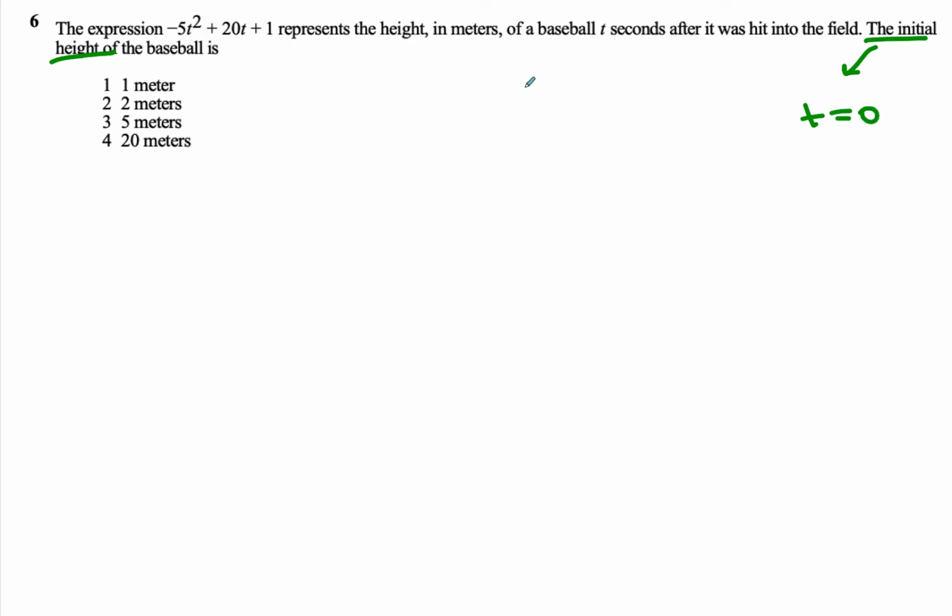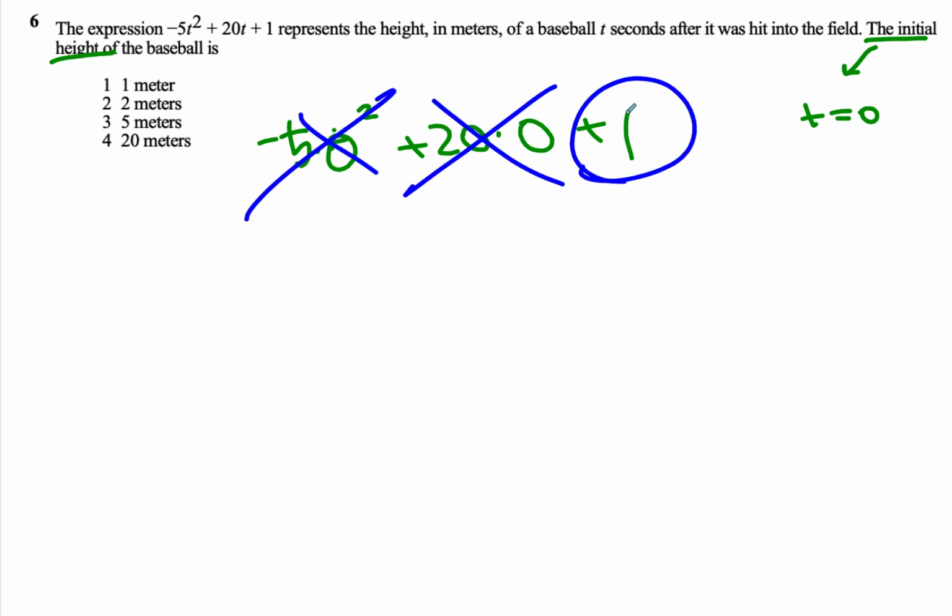So when I plug in 0 in place of t, what do we end up getting? Negative 5 times 0 squared, plus 20 times 0, plus 1. Then you can easily see that this becomes 0, this one becomes 0. What remains is 1.